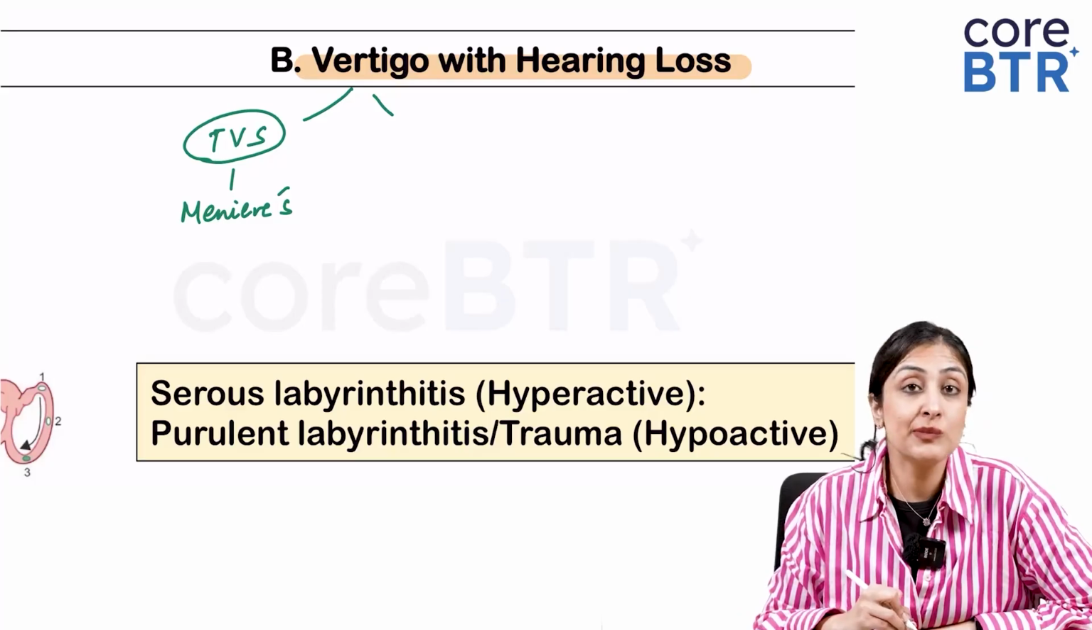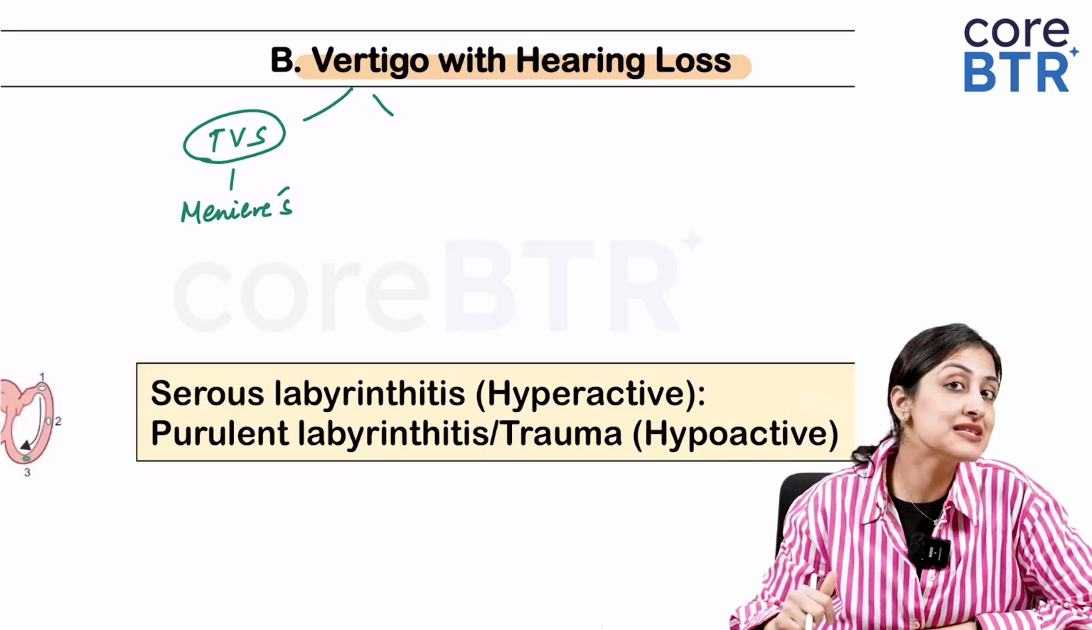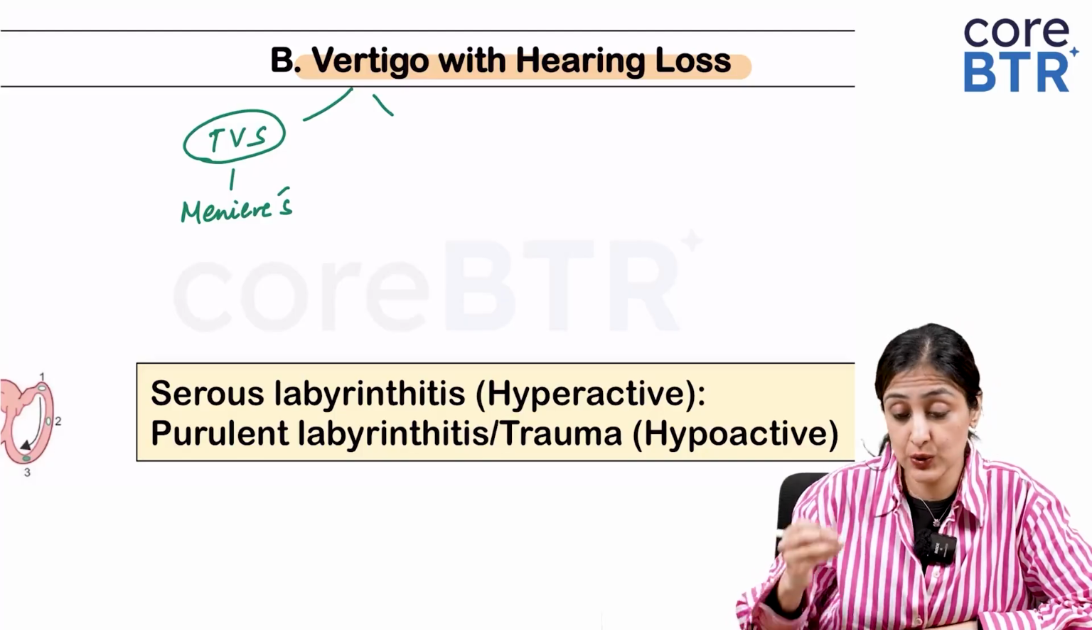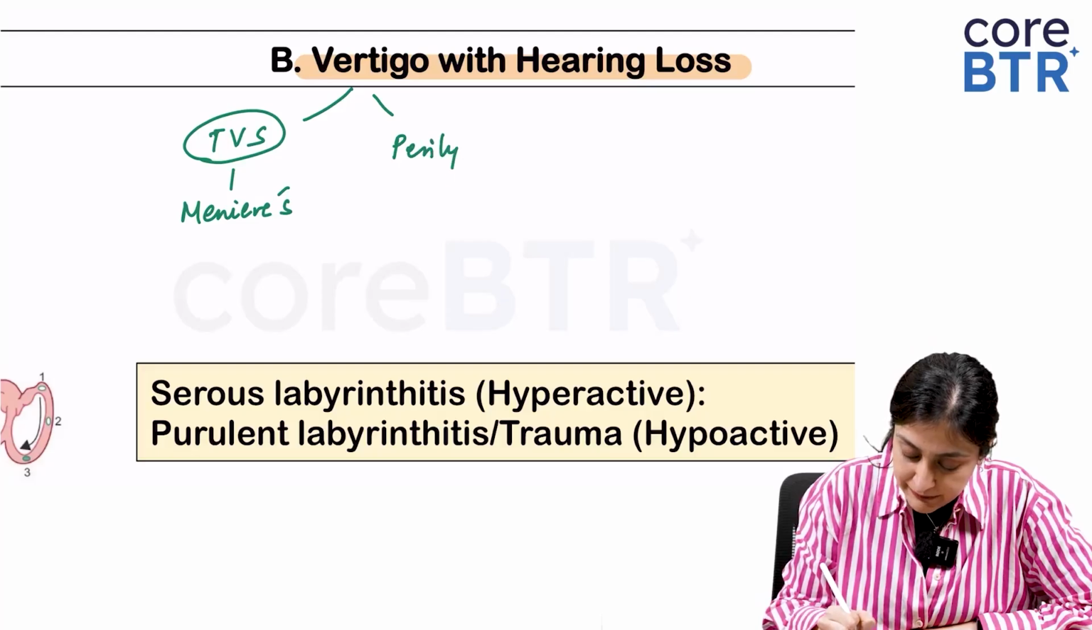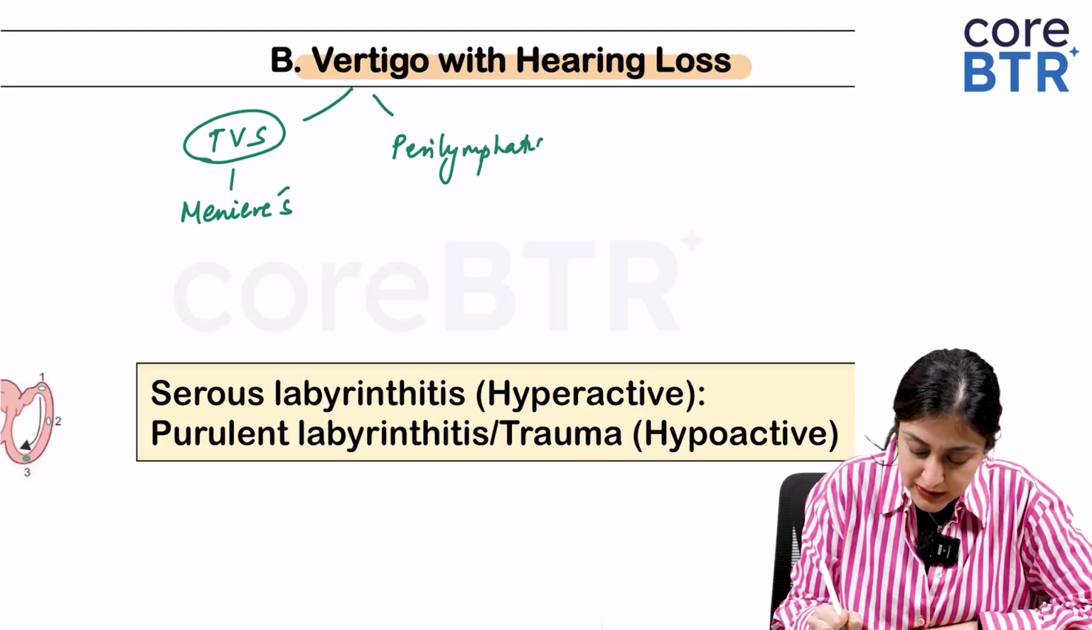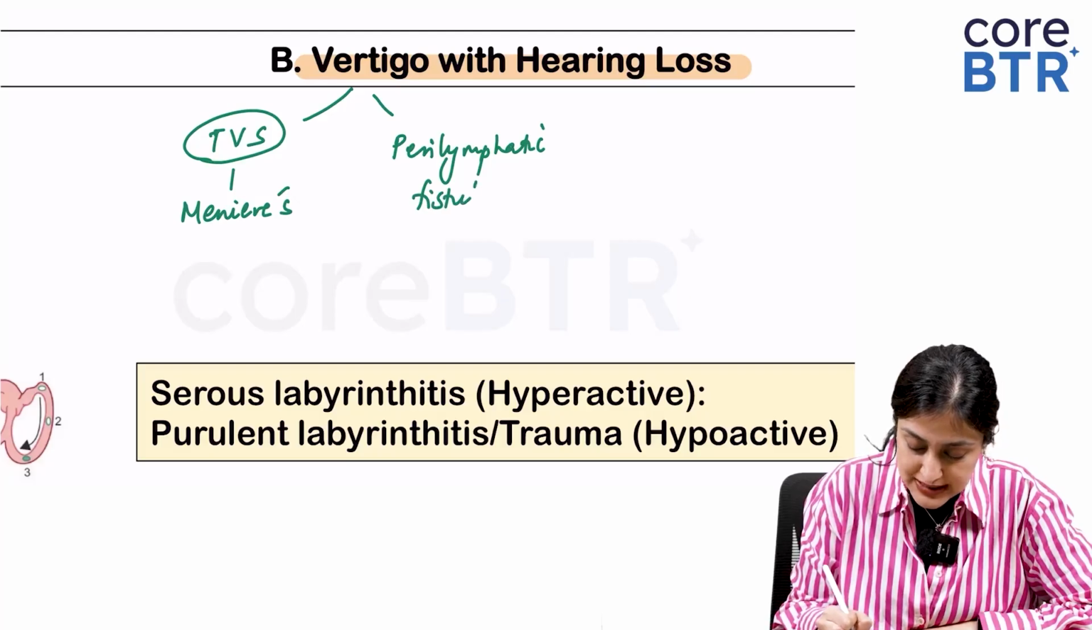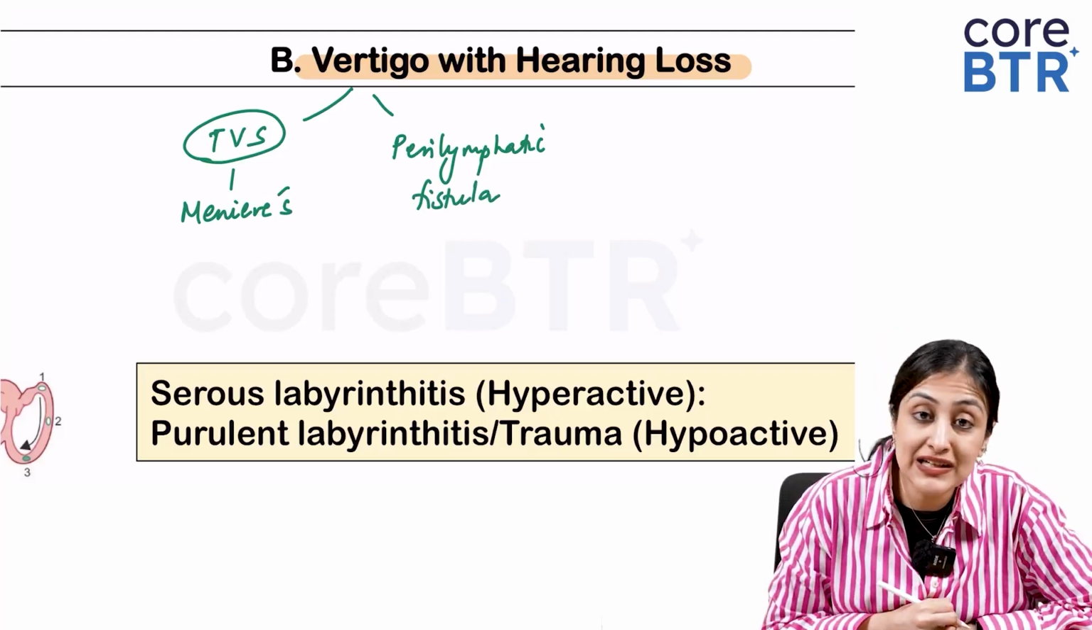Fistula test came out to be positive. I was doing the maneuver with Siegel's speculum and the patient had vertigo. So this is where there is a fistula, a perilymphatic fistula. How do I diagnose this? Using a fistula test. That can also cause vertigo and hearing loss.